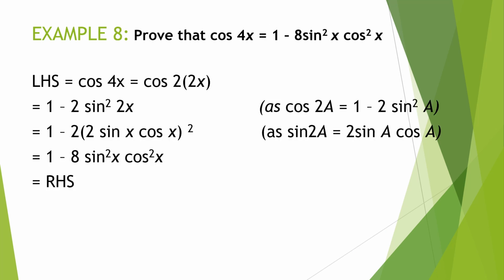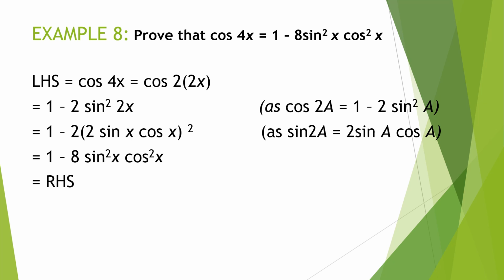Example 8. Prove that cos 4x is equal to 1 minus 8 sin square x cos square x. Now looking at the example, you will have to decide which formula you have to use. So now the left hand side is cos 4x. Just like the previous example, 4x you can write as 2 into 2x. So now we again have a formula. Cos of 2 times the angle A is 1 minus 2 sine square A. So here you can write it as 1 minus 2 sine square 2x. Here instead of angle A you have angle 2x.